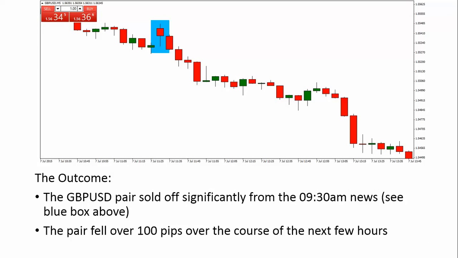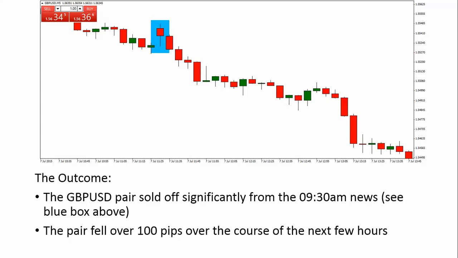So as you can see here, here's the pound dollar on the 5-minute chart. I can show you this is where the news was released, 9:30 a.m. European London time. And as we can see from that point, the pair sold off significantly and fell over 100 pips over the course of the next few hours. So that essentially has just met your plan and given you the desired outcome.